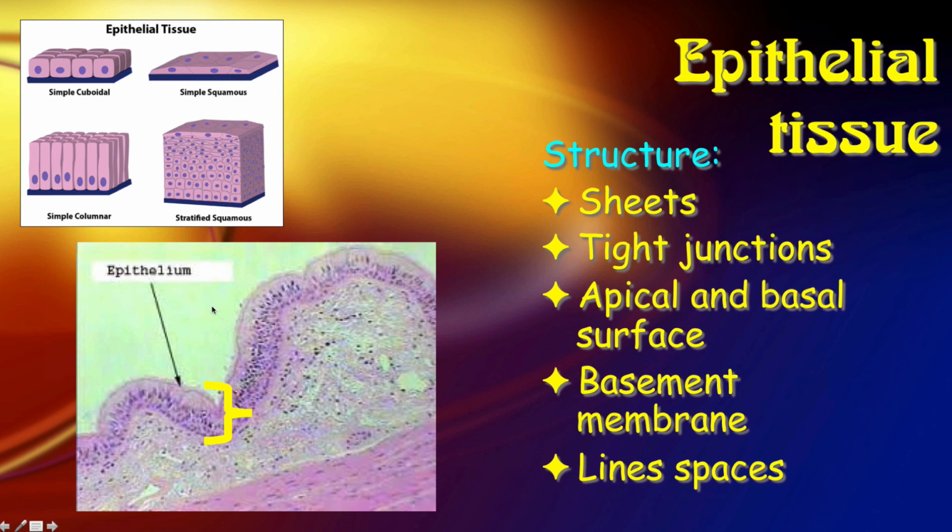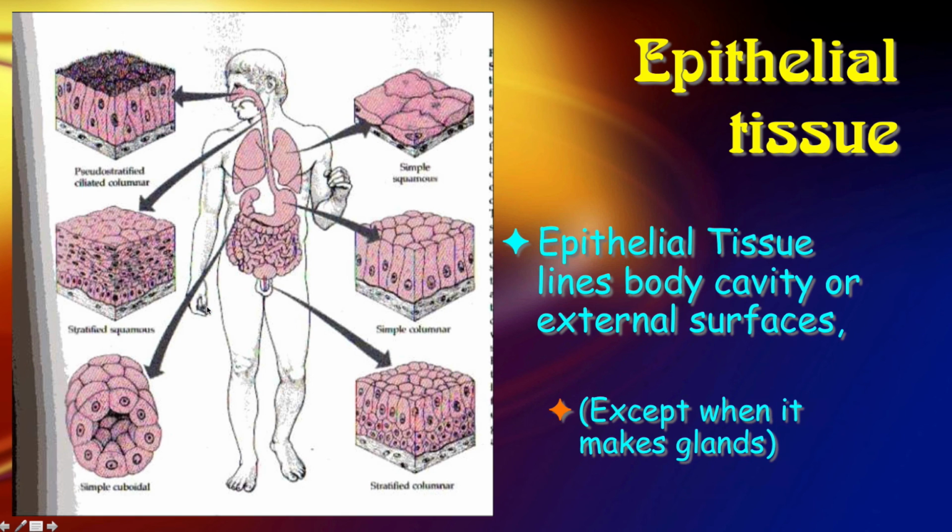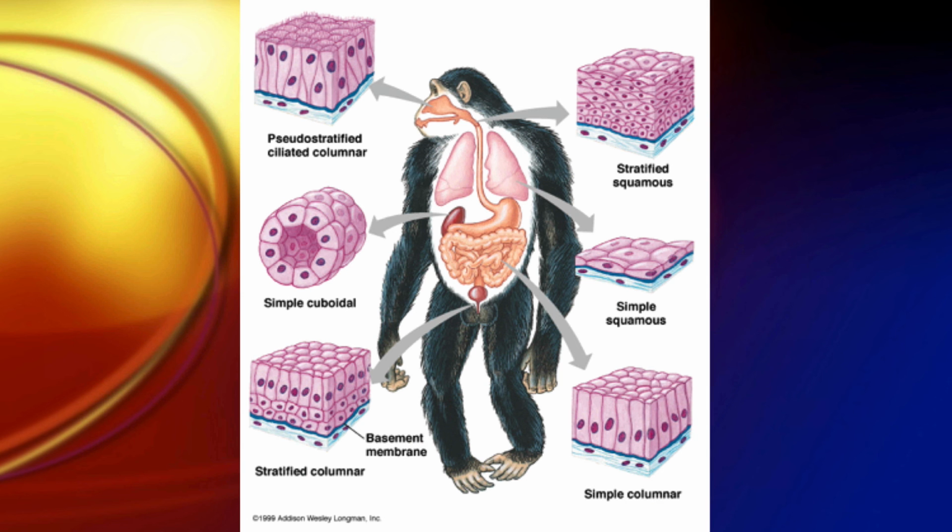So to find an epithelial tissue, first look for the space, folks. And we're lining all the body cavities or external surfaces. Anywhere there is space, we're going to line it with epithelial tissue. And this picture shows you just a few versions of it and a few places you might find it. The only exception to this is when epithelial tissue makes glands. The glands of our bodies are made of epithelial tissues, and we'll look at that in lecture.